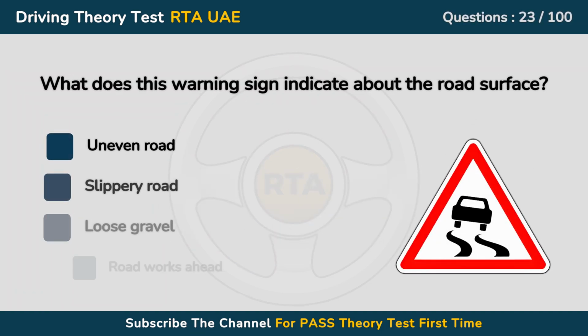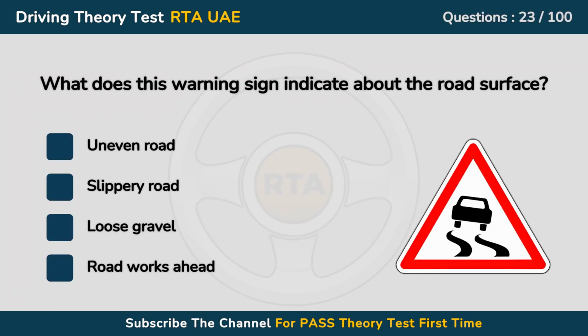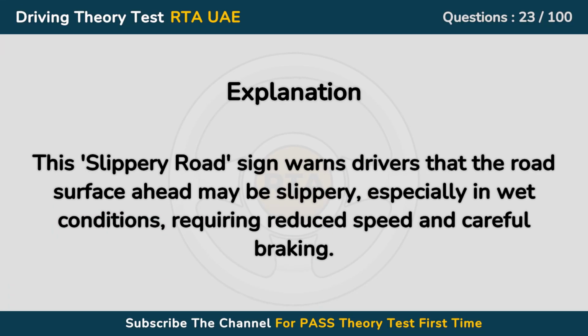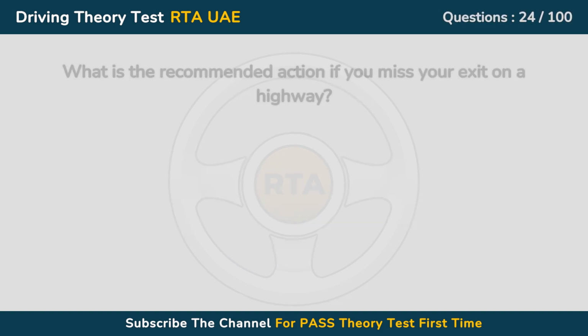Question 23. What does this warning sign indicate about the road surface? A. Uneven road. B. Slippery road. C. Loose gravel. D. Road works ahead. Answer is B. Slippery road. This slippery road sign warns drivers that the road surface ahead may be slippery, especially in wet conditions, requiring reduced speed and careful braking.